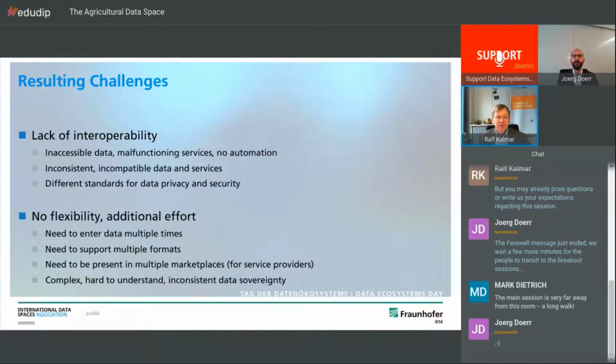And with this lack of interoperability, we get a lack of flexibility and, of course, additional costs and effort, which means, in the easiest way, the need to enter data multiple times in different systems by hand, or, from a service provider's view, to support different data formats or to be present in different marketplaces on different platforms. And on top of that, it is hard to understand how the different platforms and providers handle their data, how they give you data sovereignty, and how privacy and all these things are managed, since some of those platforms have their origin also in different countries with different legislation and laws for data usage.